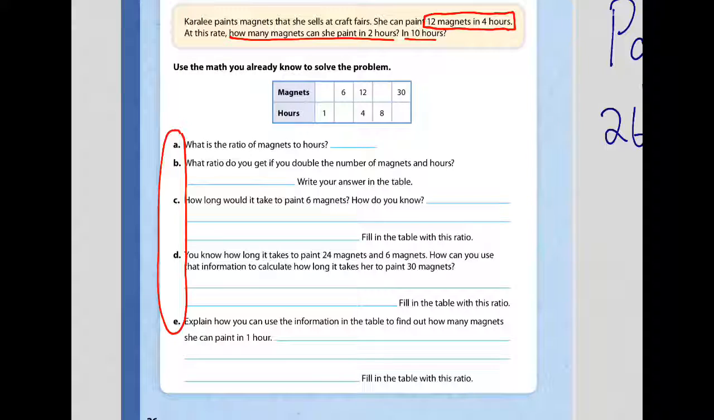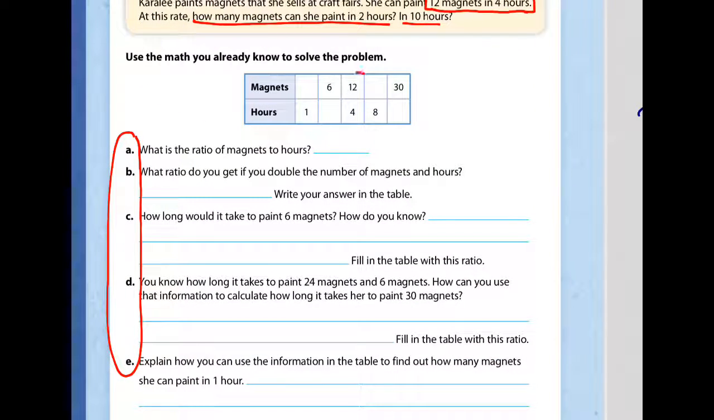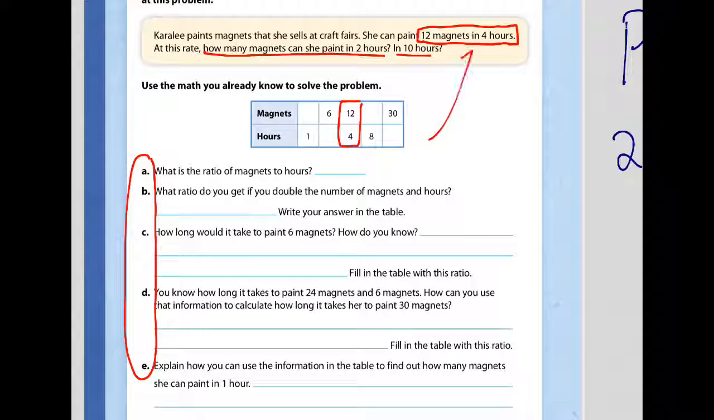All right, let's see how you did. So first off, remember our ratio, 12 magnets in 4 hours. They give us both of those numbers right here. So that's the only one where they give us both numbers. All right, so A says, what is the ratio of magnets to hours? Well, it's going to be those numbers, and it was up in the problem right here. So it's going to be 12 magnets for every 4 hours, or 12 to 4. And you could write that any one of the ways that you know.